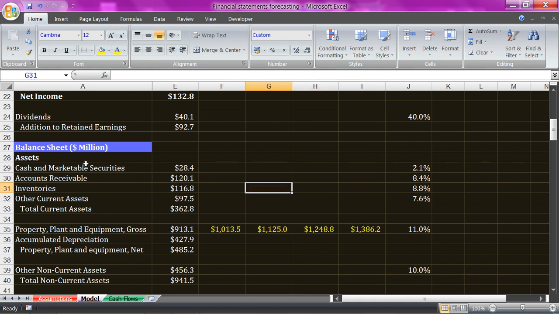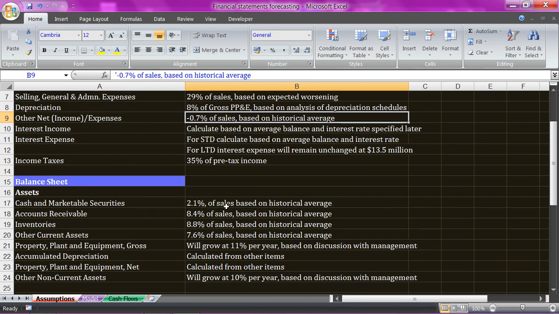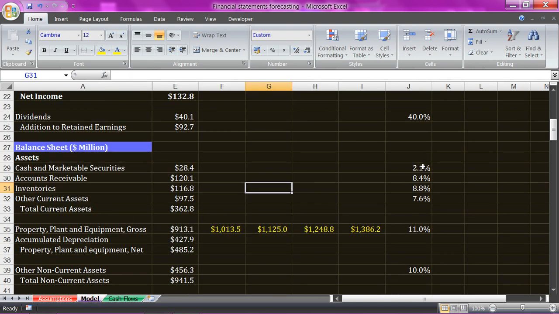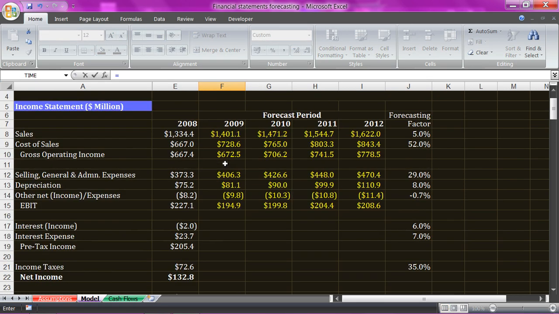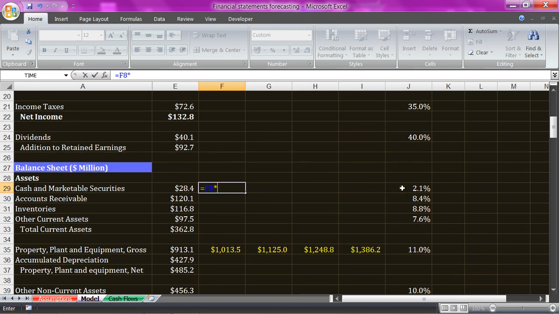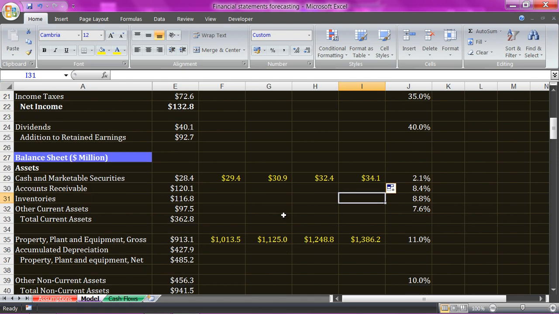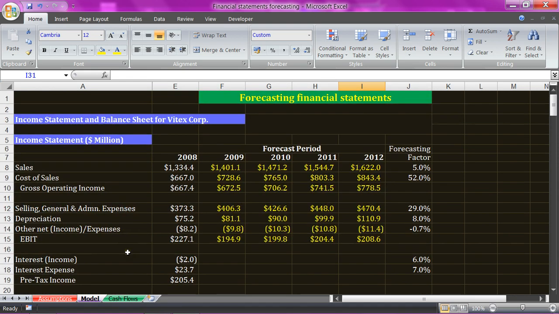For finding this one, we need to go to the assumption. The assumption is given as cash and marketable securities 2.1% of sales. So we need to keep the forecasting factor here, and this equals this multiplied by 2.1%, and then we need to freeze this one, press enter, and drag that one.